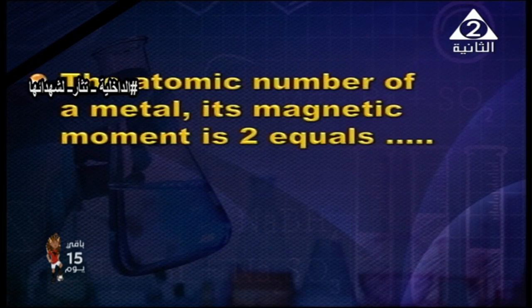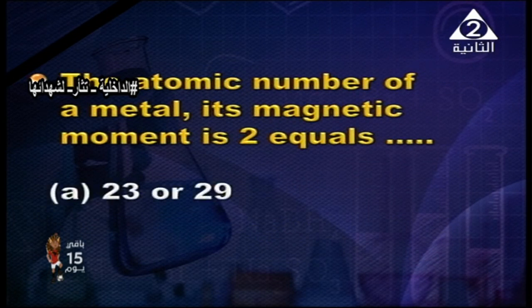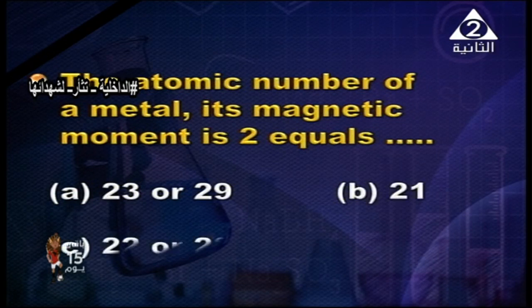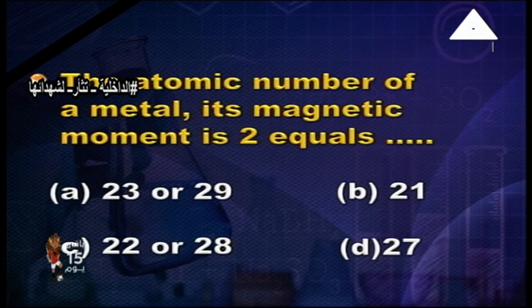Next point. The atomic number of metal, its magnetic moment is 2 equals what? 23 or 29, 21, or 22 or 28, or 27. If you draw the d sublevels that will have 2 unpaired electrons, you will find the answer here. It will be 22 or 28 electrons in the element.